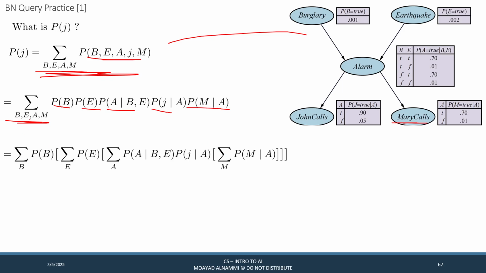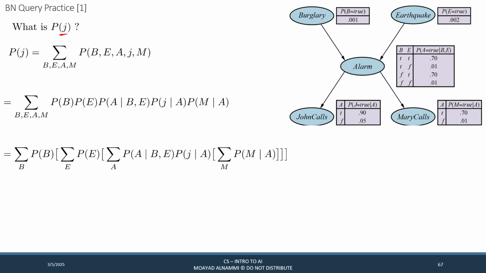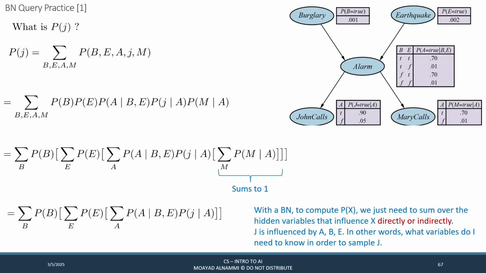One thing you notice is I just moved the summation inwards. Look at this summation here, the summation over M. This is going to sum to 1. And so it's just this big summation here multiplied by the number 1. So you really did not need to do this summation. And hopefully this makes it clear. To answer the probability of J, I just need the part of the network that influences J, just those variables that are involved in sampling J, and I can ignore the rest of the network. And so you will need to do this summation in order to answer the query.